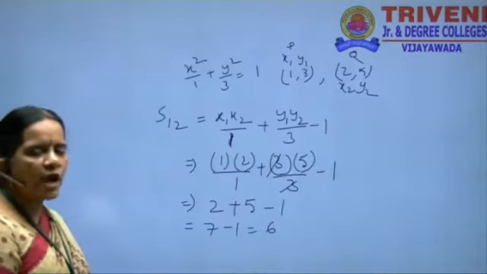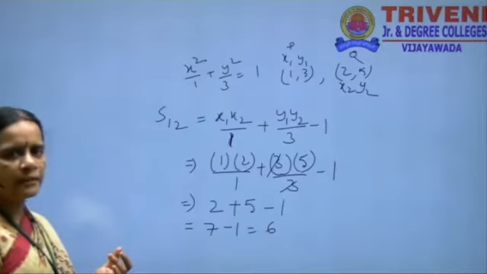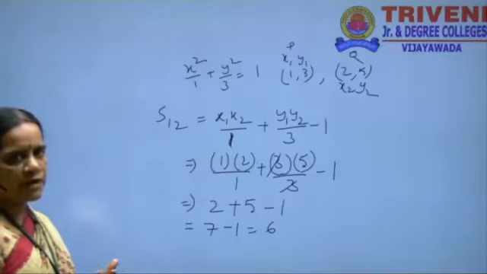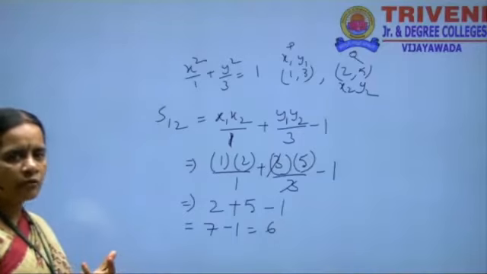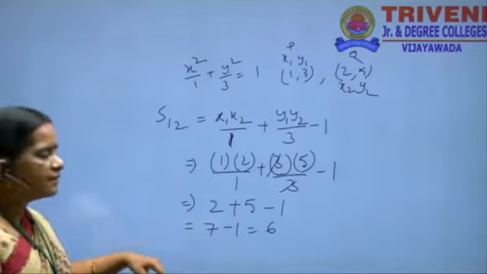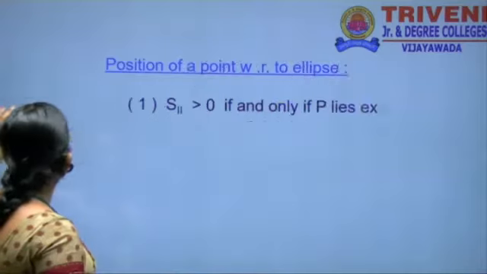This is the way to find it: knowing the ellipse and the point, we have to find S1 and S11, and knowing two points and the ellipse, we find the value of S12 also. This is the way. And then next, some points are there.